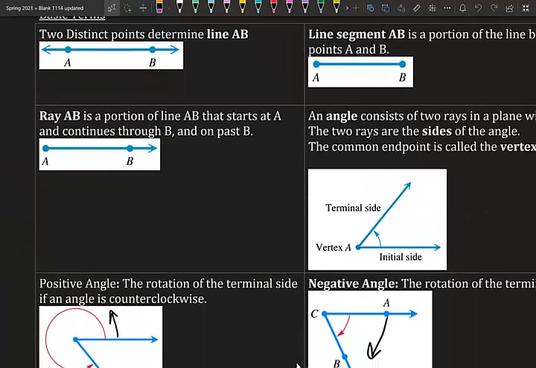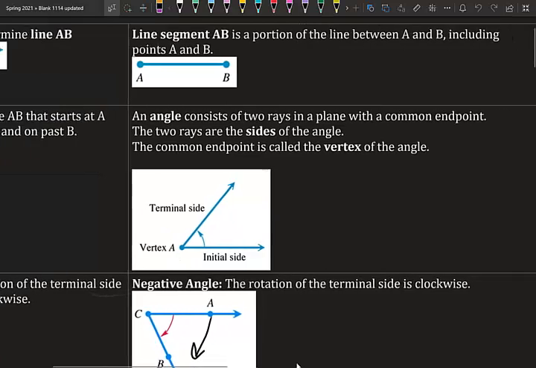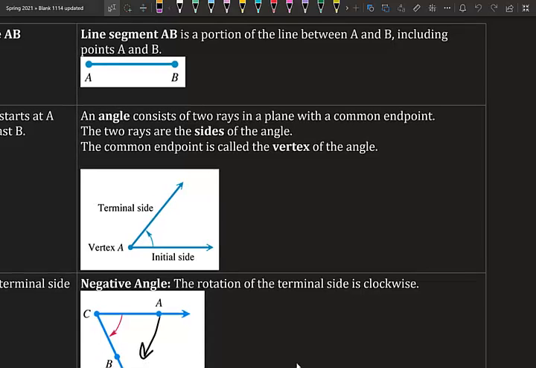Ray AB is a portion of a line AB that starts at A and continues through B and on past B. An angle consists of two rays in a plane with a common endpoint. The two rays are the sides of the angle. The common endpoint is called the vertex of an angle. So you have your initial side and your terminal side. Your initial side stays put. It doesn't move. Your terminal side is what moves up and down.